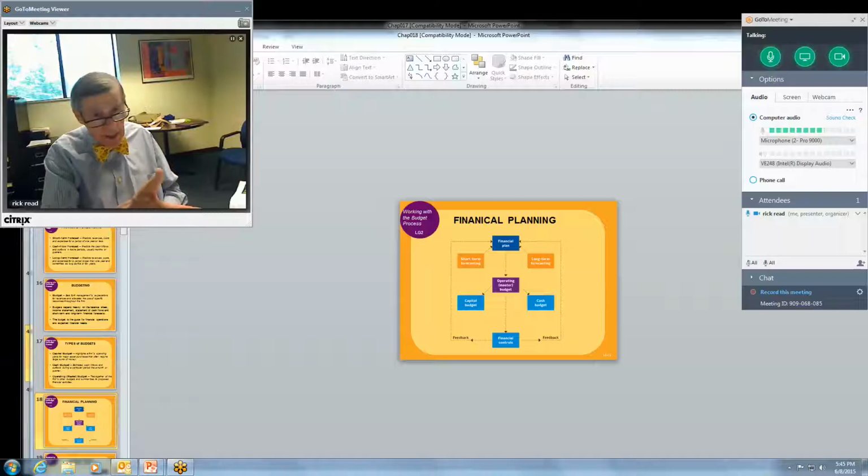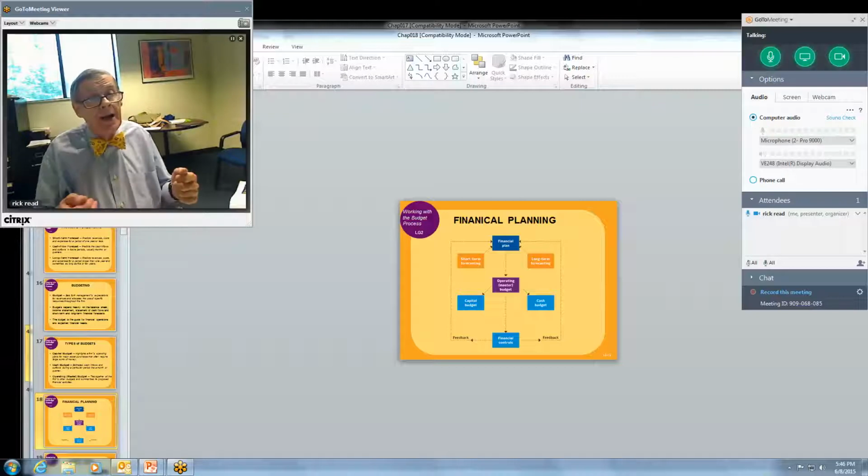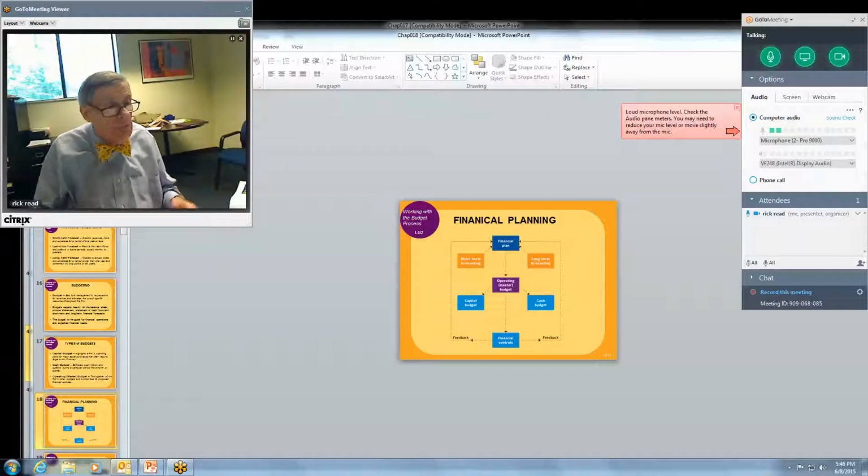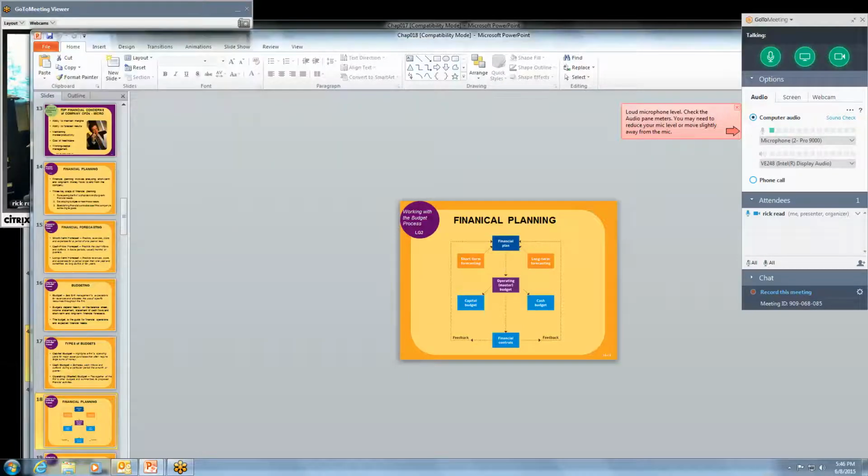Short-term forecasting, long-term forecasting, et cetera, capital budget, those are all things that go into financial planning. And notice that all of them stem from, in some way, the operating budget or master budget, whatever term you want to use for that.